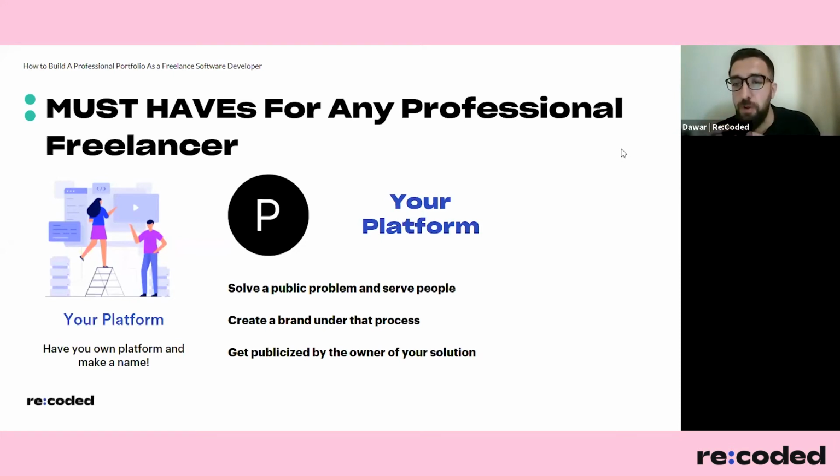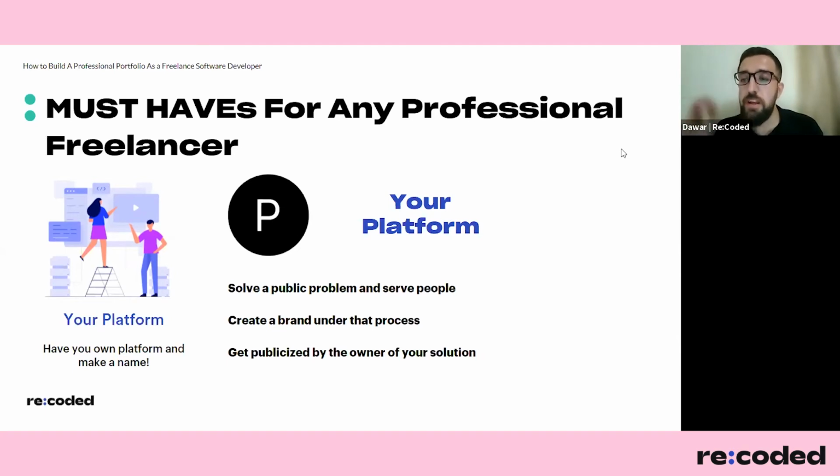So the platform means that you build something small like this. You don't build it for a specific client and customer. You build it for the public. You build it for people to have an exposure. You build it for people to use it. So try to solve a public problem or serve people, just put it there.